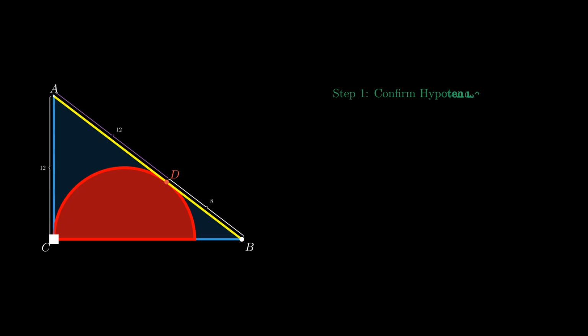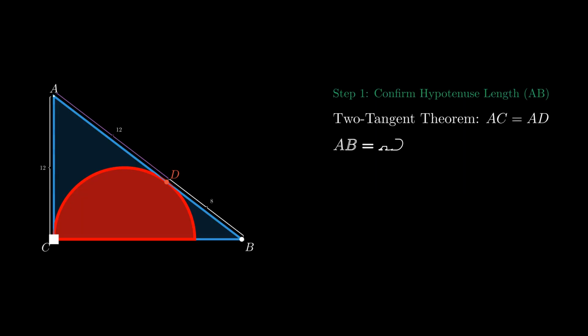Let's formalize the solution. Step 1 is to determine the length of the hypotenuse using the two-tangent theorem. From the two-tangent theorem, tangent segments from the external point A are equal. Thus, segment AC equals segment AD, which means AD is 12. The total length of the hypotenuse, AB, is the sum of segment AD and DB. This is 12 plus 8, which equals 20.